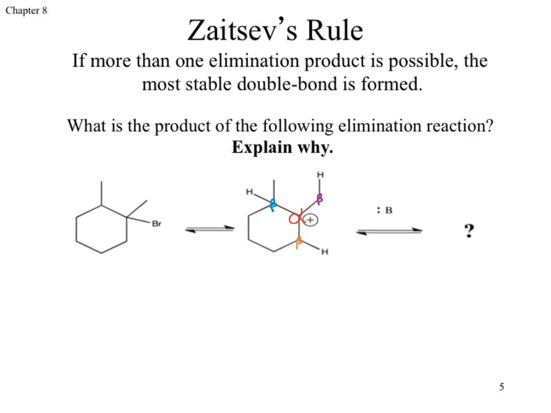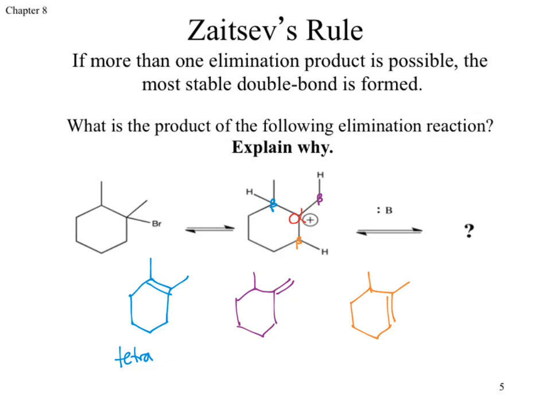Our blue product looks like, and our purple, and our orange. Which of those products is the major product? Our leftmost, or our blue one, because it is tetra-substituted.